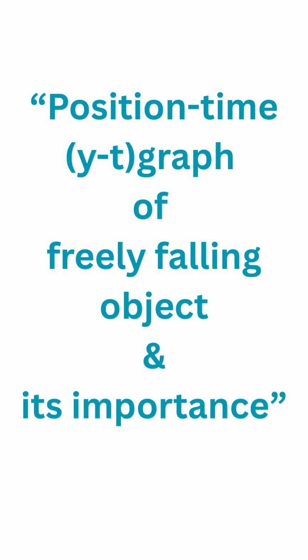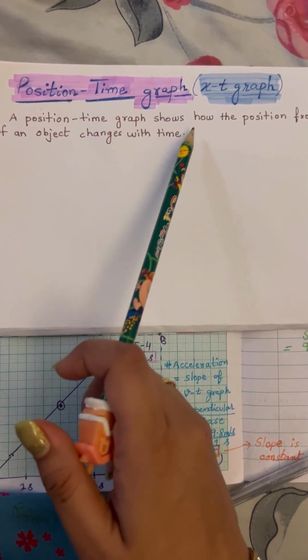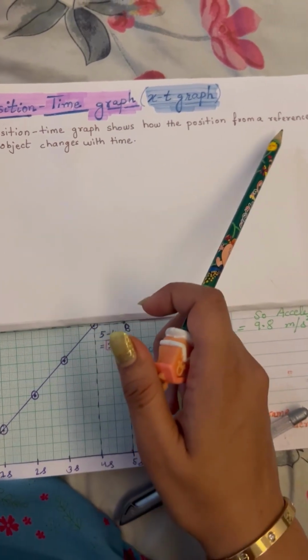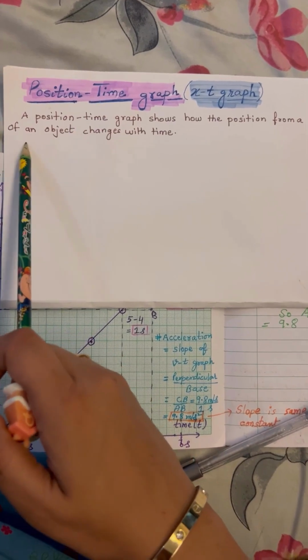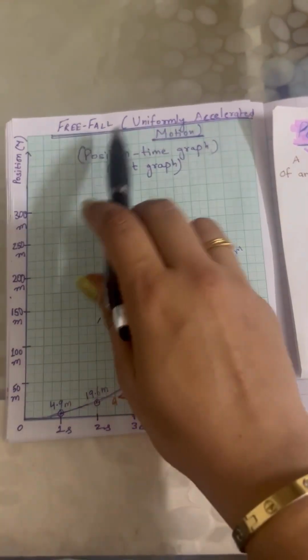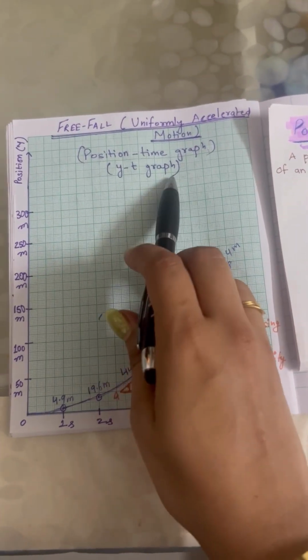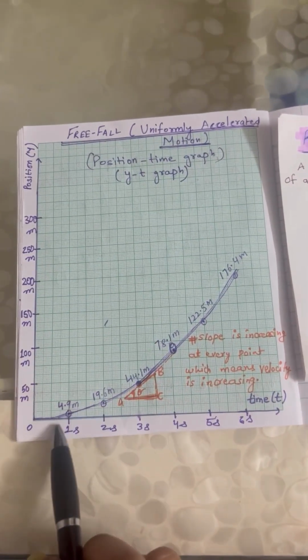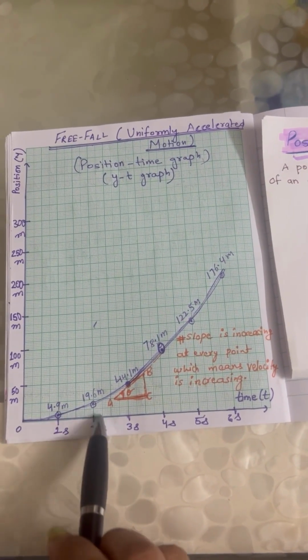Here is the position time graph and its importance. The position time graph shows the position of the particle with time. See here, when we draw the graph, it would be a y-t graph because the y coordinate is changing. In every second, position is changing in such a way that the graph is in a parabolic shape.